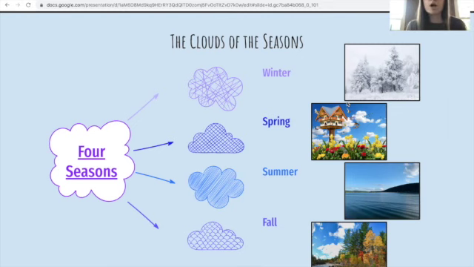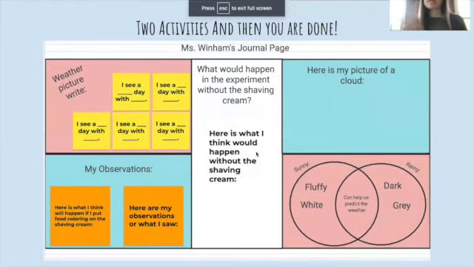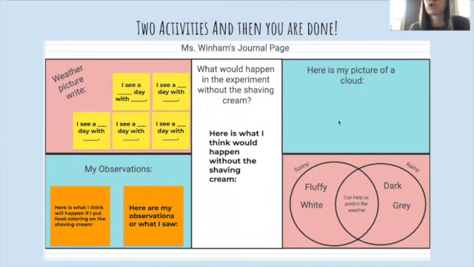So we are going to do 2 activities and then you are all done with my lesson for the day, and I'm so proud of you for doing such a great job. So right here, you are going to draw a picture of a cloud. Choose your favorite, but I got to know what one it is. So you're going to write me a little note right here. Tell me what kind of cloud it is.